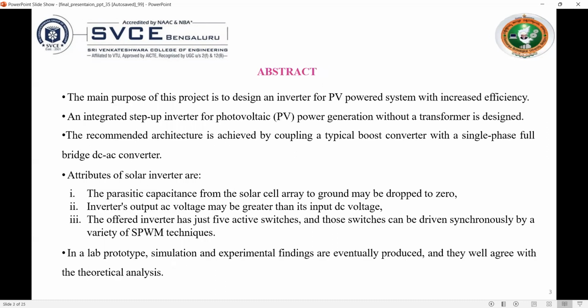Coming to the abstract, the main purpose of this project is to design an inverter for a PV power system with increased efficiency. The recommended architecture is achieved by coupling a typical boost converter with a single phase full bridge DC-AC converter. An attribute of this solar inverter is that it offers just 5 active switches, and those switches can be driven synchronously by a variety of SPWM techniques, where SPWM is sinusoidal pulse width modulation. In the lab prototype, simulation and experimental findings are eventually produced, and they agree with the theoretical analysis.